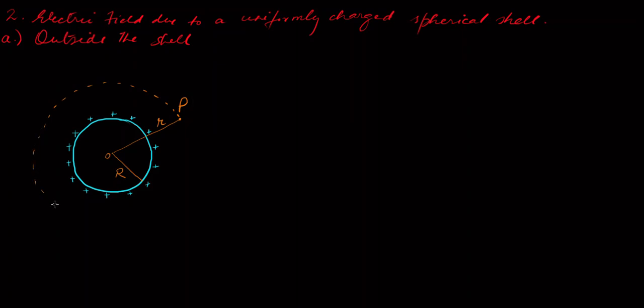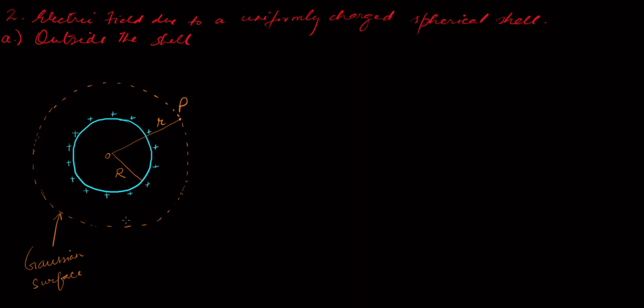Please draw this nicely. The surface that I'm drawing is not very good, so I cannot draw a better diagram than this. It should be a sphere. Please use your compass while drawing this diagram. So what is this dotted surface here? This is the spherical Gaussian surface.